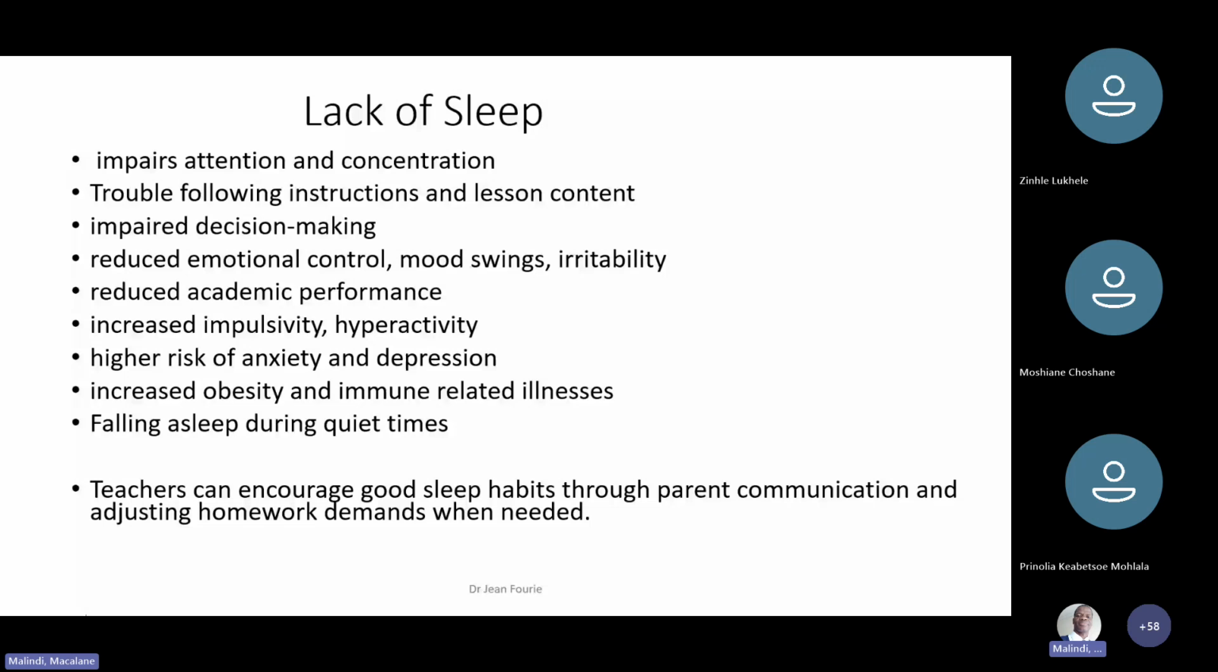So all of this has an impact on the quality of learning that takes place, and as teachers, we should be encouraging good sleeping habits and communicating with parents as much as is allowed when we can.